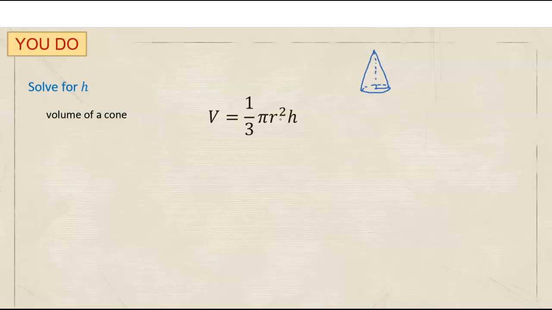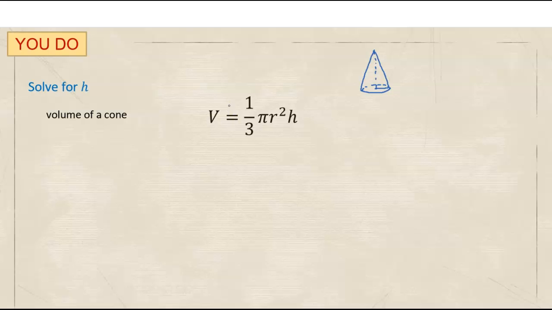So the volume is determined by this formula, 1/3 pi r squared h. So pi is a constant, it's a number, just like any other number. It's just 3.1415, on and on and on. And we want to solve this for h. We want to solve it for the height of the cone.